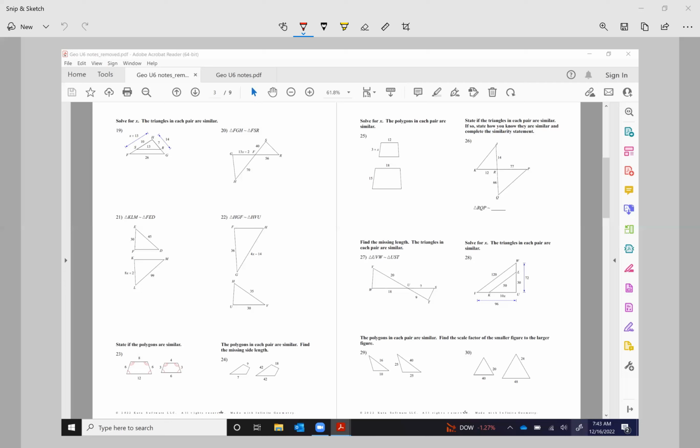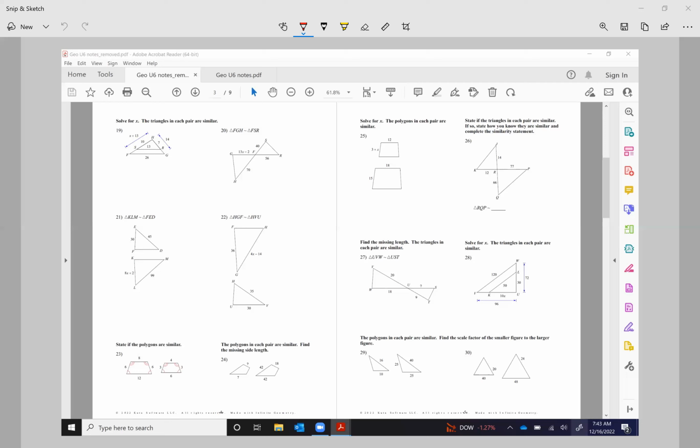Now here, I see 3 sides per triangle. I'm going to go for side. When I look at the measurements of the small triangle, let me write them from small to large. I have 15, 24, and 27. I'm going to use the 3 sides of the small triangle. Now, the 3 sides of the big triangle, I'm going to write 25, 40, and 45.